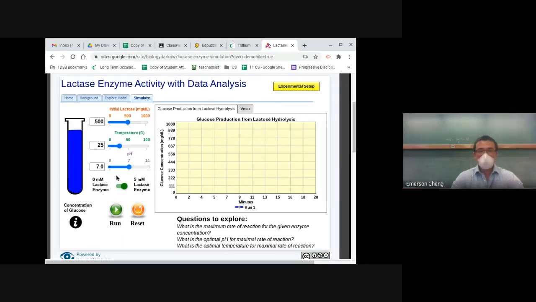So if I switch off this button here so that there's no lactase added to this tube, what's going to happen? And I press run. As time goes on, there's no glucose being produced, simply because if you don't add lactase in there, that lactose will stay there. And what the graph is doing is detecting the level of glucose. There are a couple of ways you can do it. You can use a glucose strip to do it, or you can use a sensor to record that too.